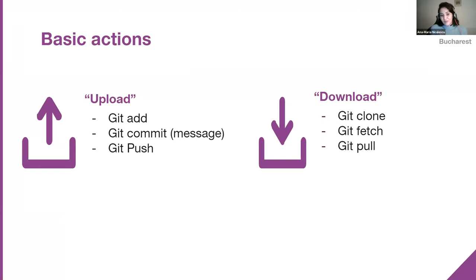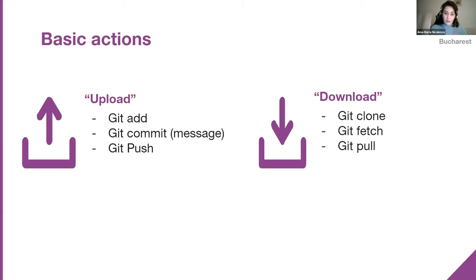But what you have to keep in mind is that there are some basic actions. The big actions for Git are upload and download. You upload your work on GitHub with Git, and you download your work in order to collaborate with others. In order to upload, you have basically three actions which are done in this order. You add your files, you stage them, you commit them. This means you make a snapshot of your version of the code in that specific moment. It's something that you want to save, and you push your work to GitHub.